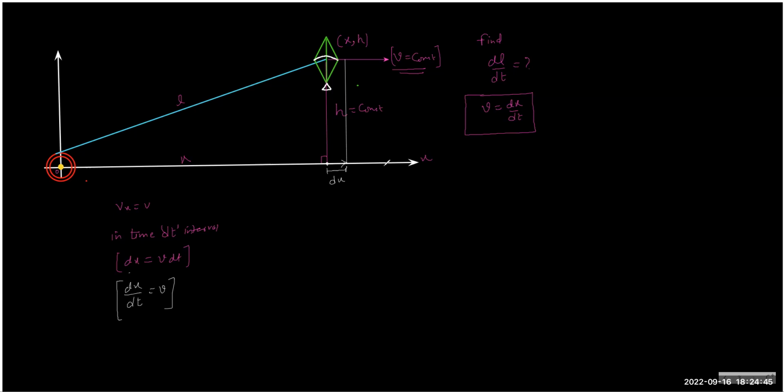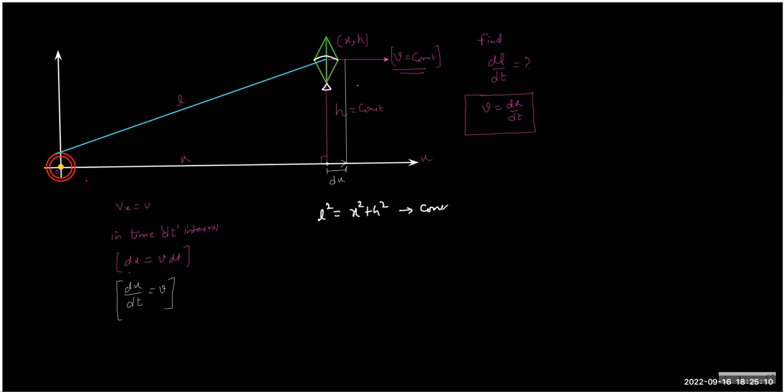L square equals x square plus h square. Excellent. So now you know the Pythagoras. The moment you see the right angle, that should come to your mind. Very good. So L square is how much? So no matter how you move, this relation is always there. So this is called the constraint relation.